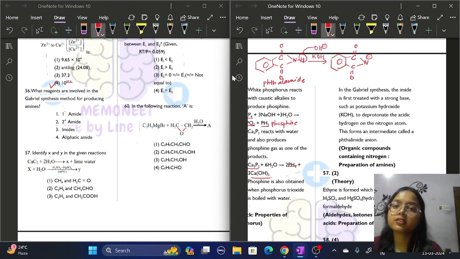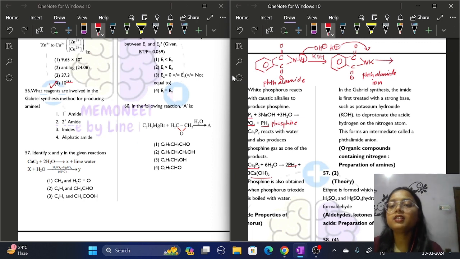And this K plus will react here, and it will form NK. Okay, so this is the phthalimide ion.